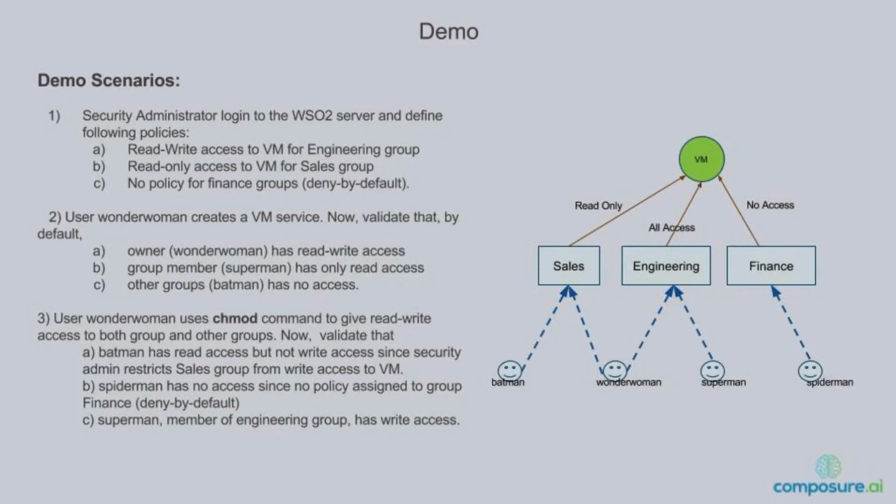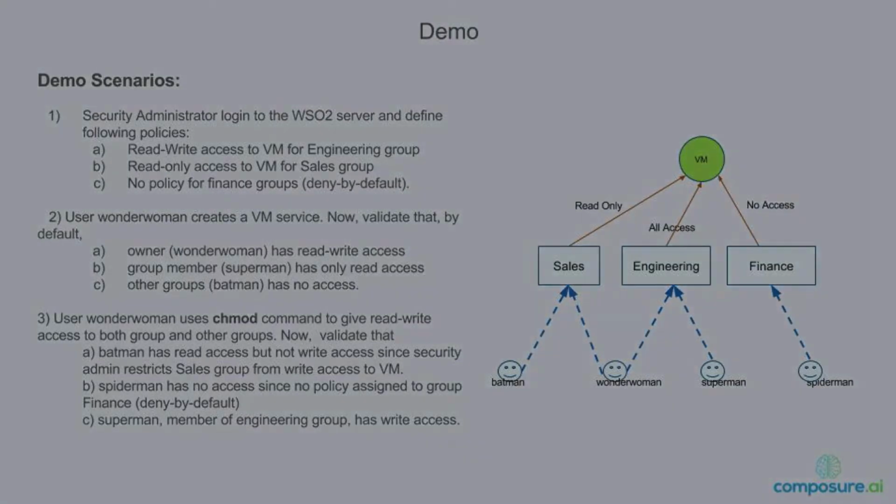In this demo setup, as shown in the figure, there are three groups: sales, engineering, and finance, where sales will have read-only access to the VM service type, engineering will have read and write access, and finance will have no access. Members of the sales group are Batman and Wonder Woman. Members of the engineering group are Wonder Woman and Superman, while Spider-Man is a member of the finance group. In the demo, first the admin will create group access control policies in the XACML policy server. Then we will see some access control policy validation and Composure's chmod functionality.